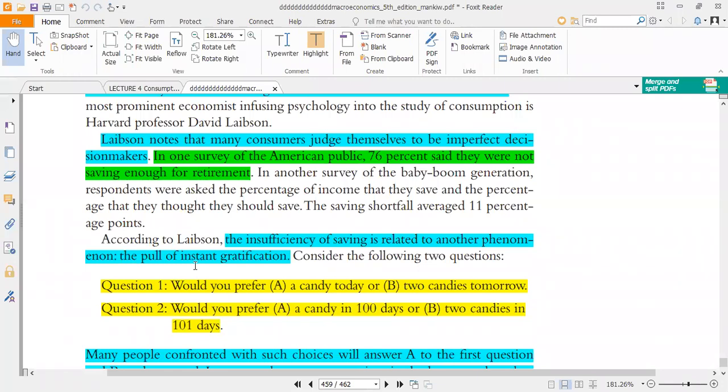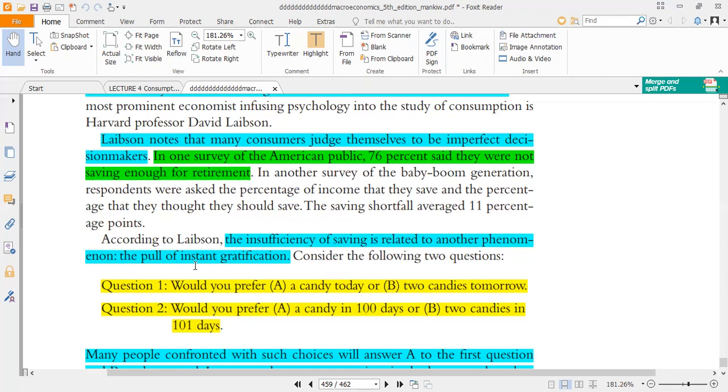Let's try and answer these questions. Question one: would you prefer A, a candy today, or B, 2 candies tomorrow? And then the second question: would you prefer A, a candy in 100 days, or B, 2 candies in 101 days? Please, who would like to try? Answer both questions. In the first question, would you go for A or B?